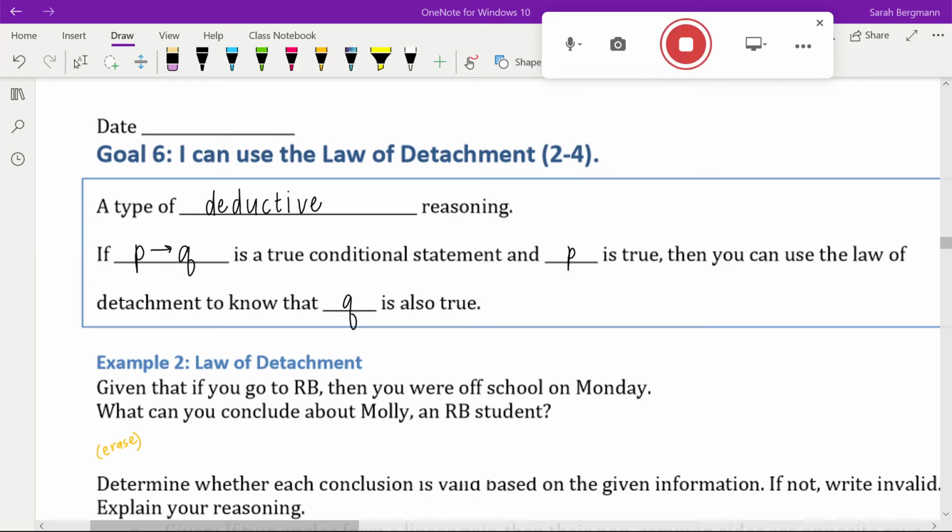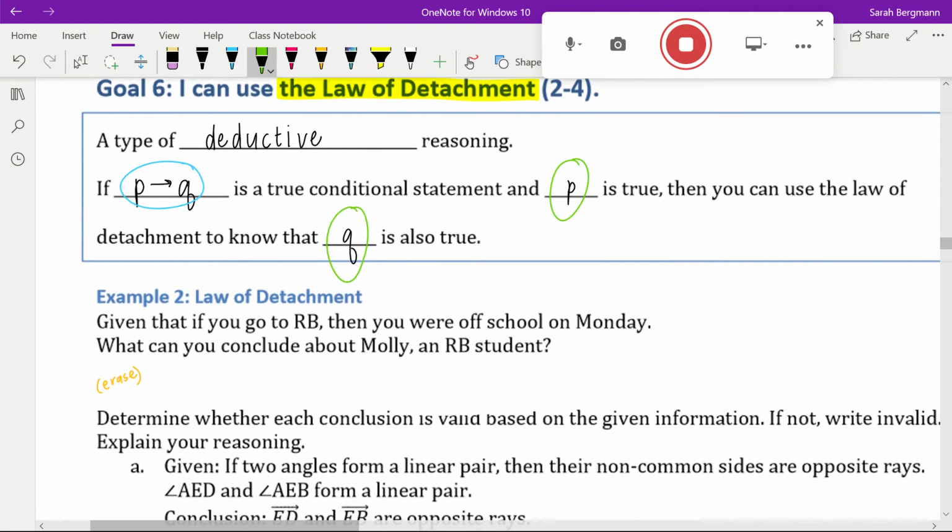The video today is all about two types of deductive reasoning. The first one is called the law of detachment. This is one type of deductive reasoning, and here's what it says. It says if P implies Q is a true conditional statement and P is true, then you can use the law of detachment to determine that Q also must be true.